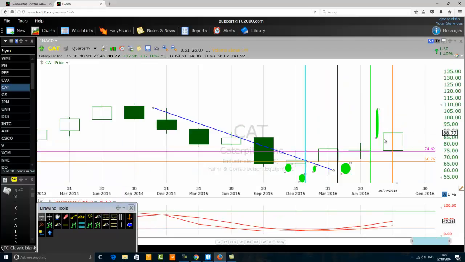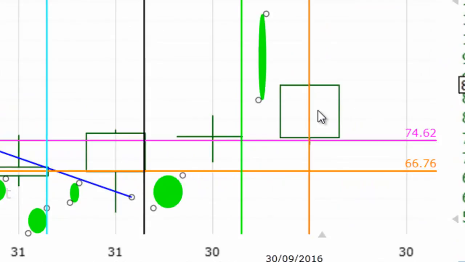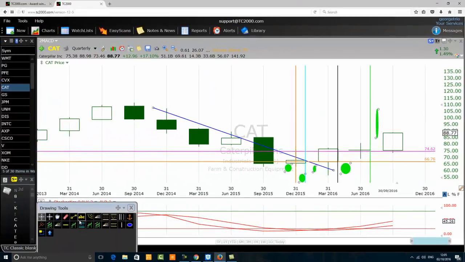So you can see this candlestick bar here. This is the third quarterly candlestick bar in 2016. From next week, or from the 1st of October, we'll have the 4th quarterly candlestick bar for Caterpillar stock. So this is a new candlestick bar on the quarterly chart that is now closed. What do we need to do?